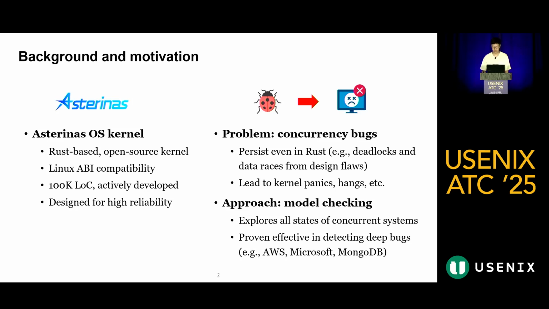To address this, our work adopts model checking, a formal verification technique that exhaustively explores all interleavings of concurrent executions. Compared to testing, it is more effective at uncovering corner case concurrency bugs. Model checking has proven practical in industry. We apply it to verify concurrency modules in ASTERINAS.